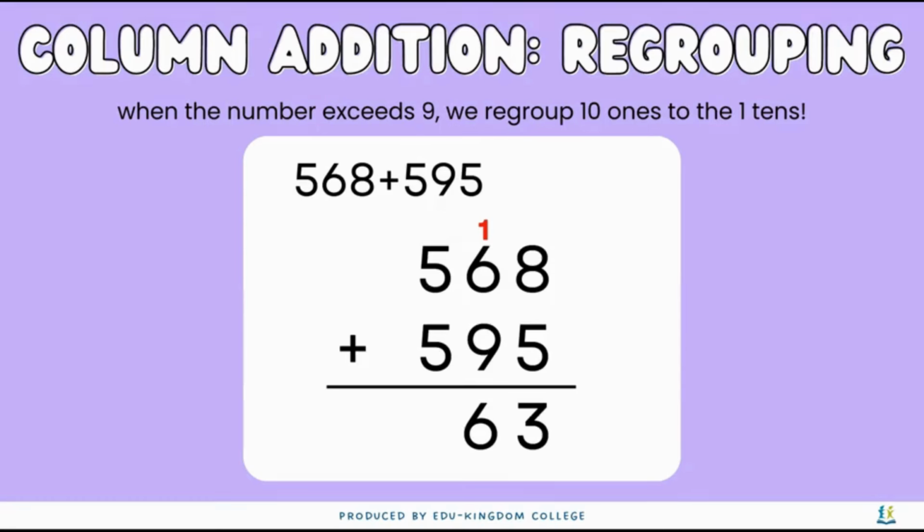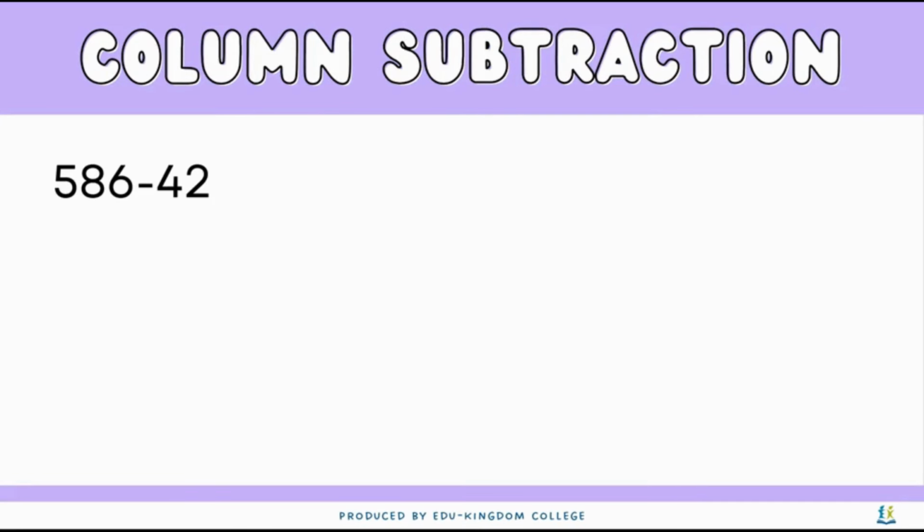With that idea, the 6 is going to go into the tens place, and the 1 is going to the hundreds place. So now I have 5 plus 5 plus 1, which will give us 11. So 1 goes there in the hundreds place, and I have an extra 1. The extra 1 goes into the thousands place. Since there's nothing else in the thousands place, the answer is just 1. So I have 1 thousand, 1 hundred, 6 tens, and 3 ones, which gives us an answer of 1163. Let's have a look at column subtraction.